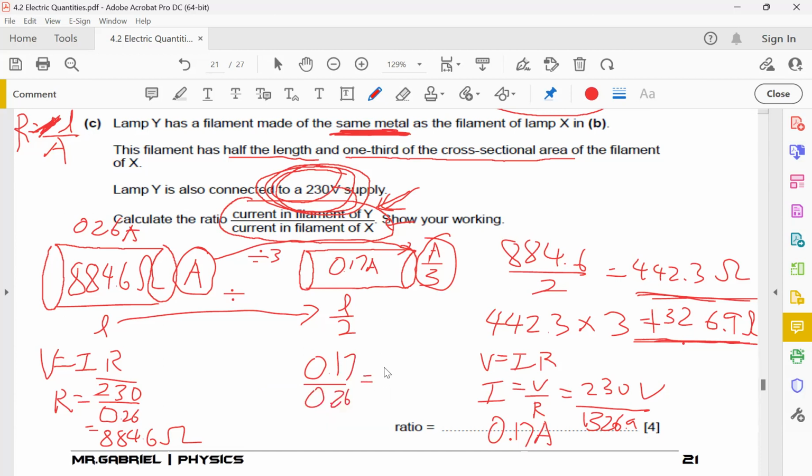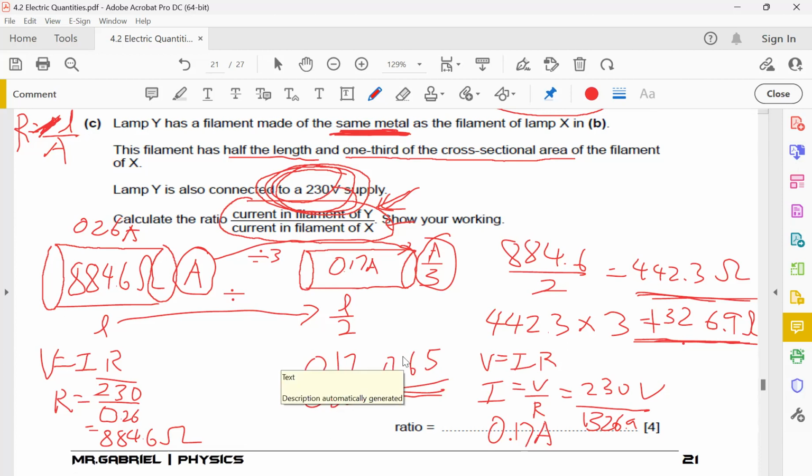You'll get somewhere around 0.65. Somewhere around there. But if you use 3 significant figures, it will be a different value. In fact, if you use 3 significant figures all the way, you'll get 2 over 3, which is 0.66666666666. So if you got somewhere around here, it's actually correct already, guys.